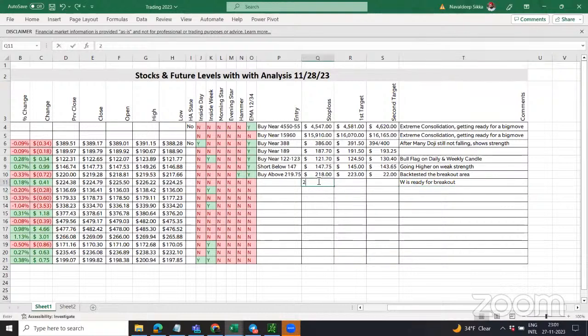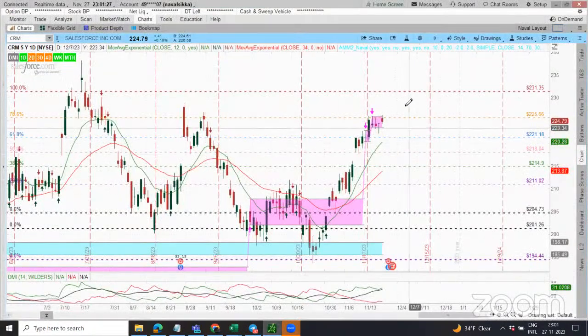If you want to wait until the ERs, you can wait until the ERs. So earnings are also this week. Buy near the 223, 225 zone. Anything you find, you can buy. Look for 231.